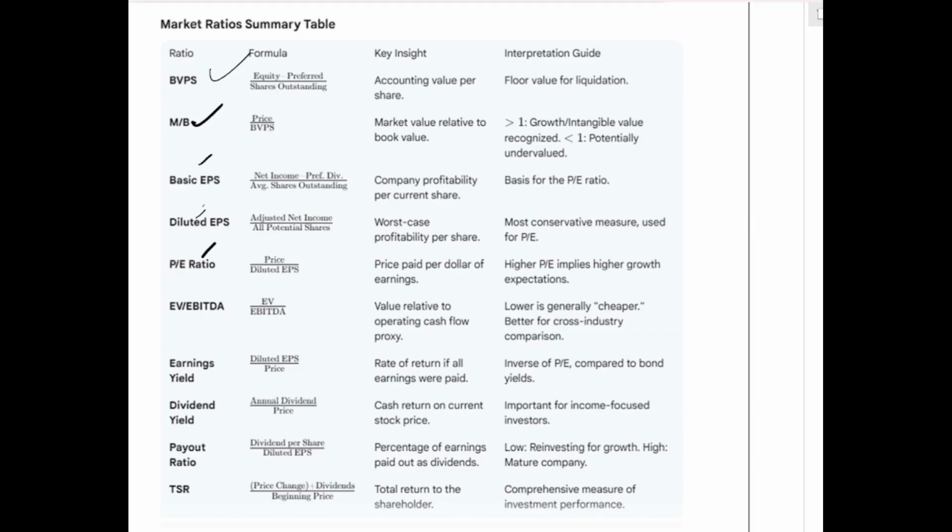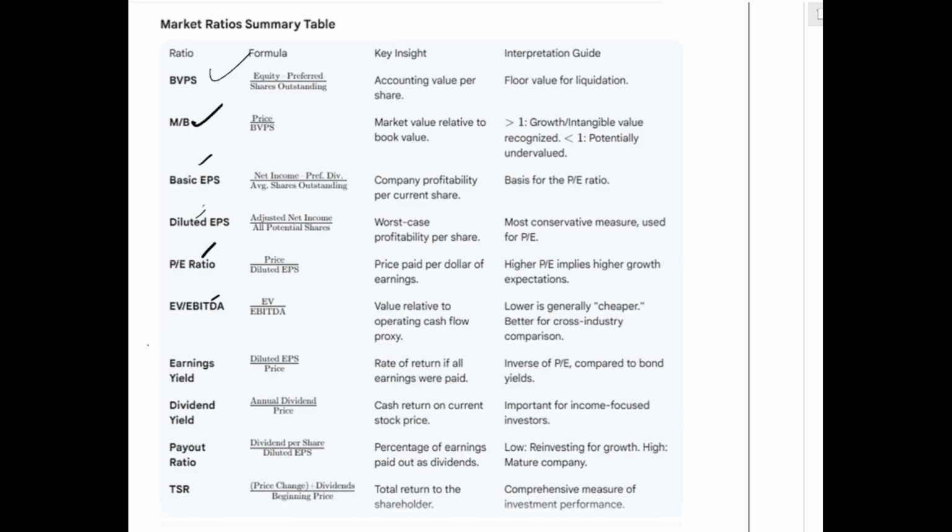Then the EV to EBITDA. It compares the enterprise value, that means the total investment value, with the EBITDA to see whether this investment is cheap or costly. Again, this EV to EBITDA ratio has to be checked against the industry benchmark as well to make a more informed decision.